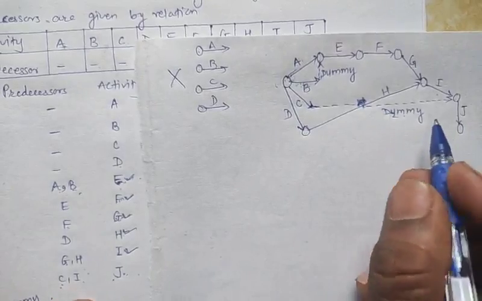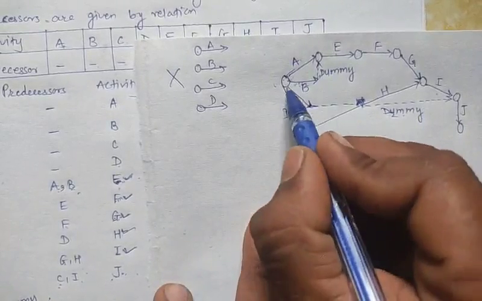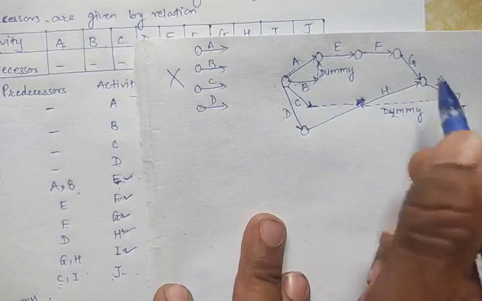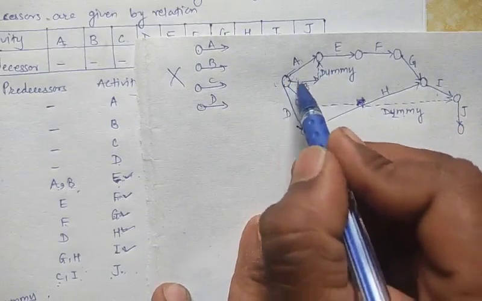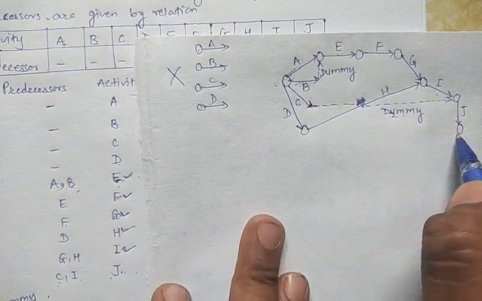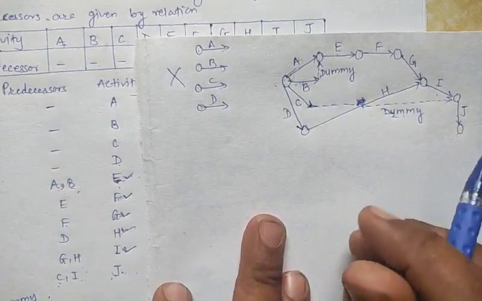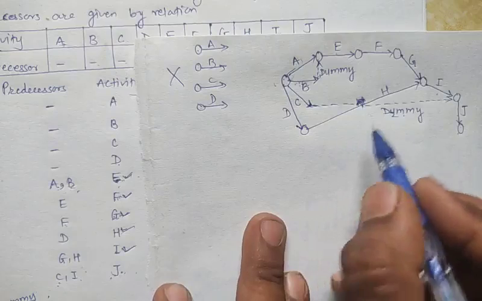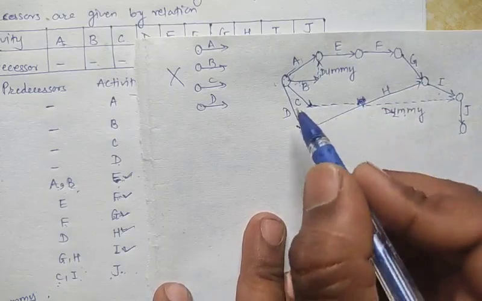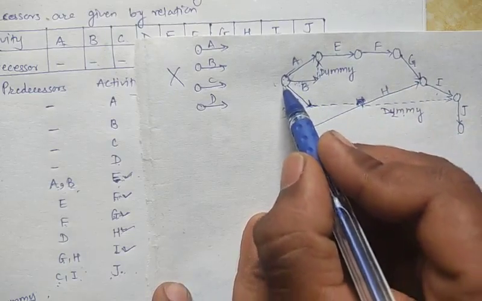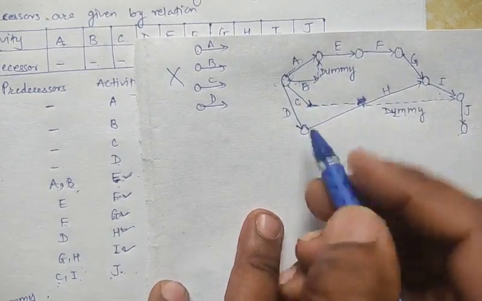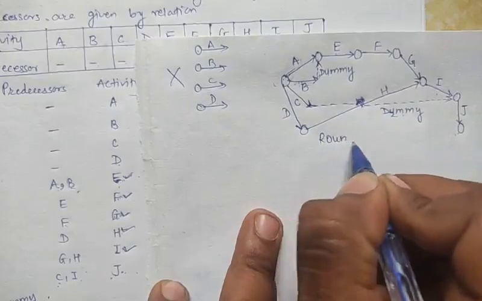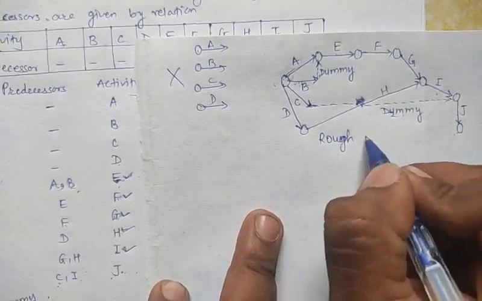Now, this is the rough diagram. Here is the initial point, this is the initial event and this is the last event. In a network diagram, always remember that it should have only one initial and only one end event. Now this is the rough diagram. Now make its final diagram.